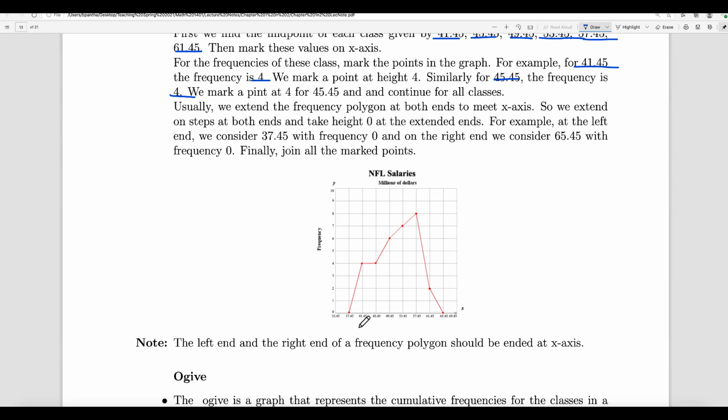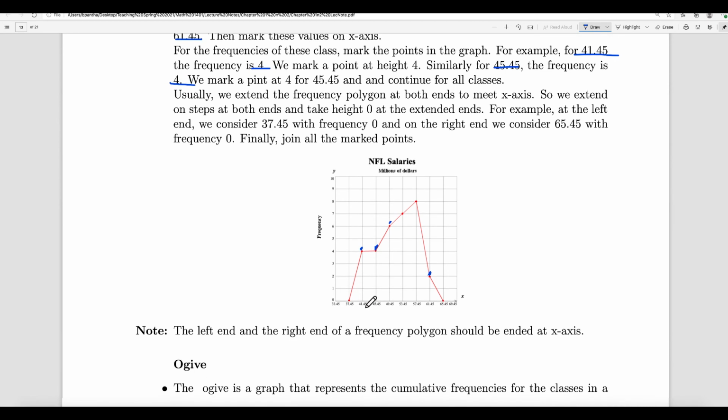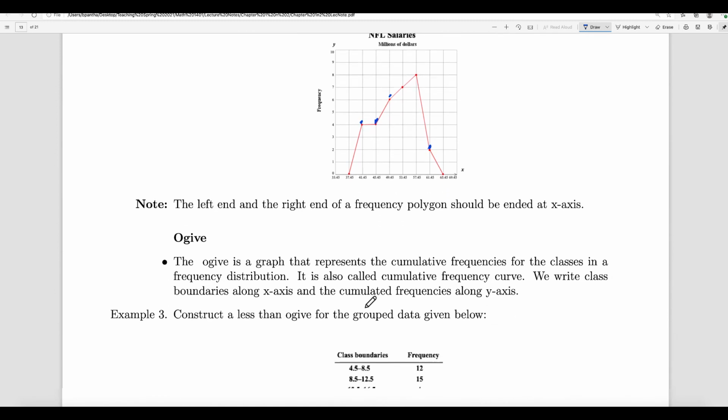What we usually do is we want to close this curve and join it with the x-axis. So you go one step back: this minus 4 will be 37.45, and then join that. Although the table starts from here, you add that point. You go one step left and join that, and one step right and join that one. Okay, that's what you do. All right, that is the frequency polygon.